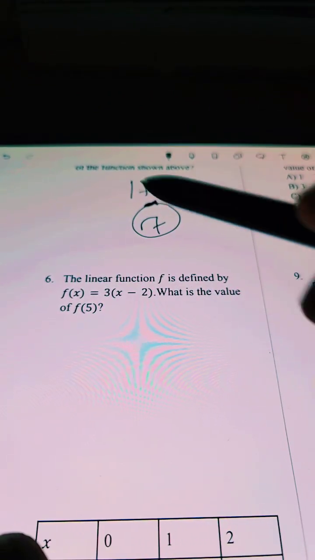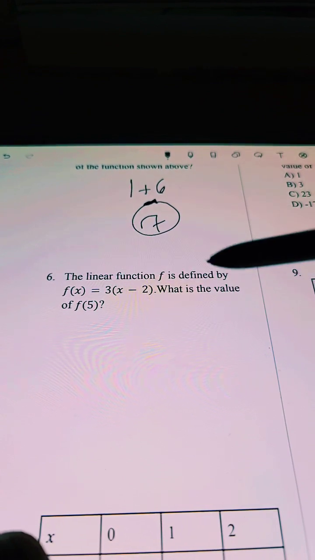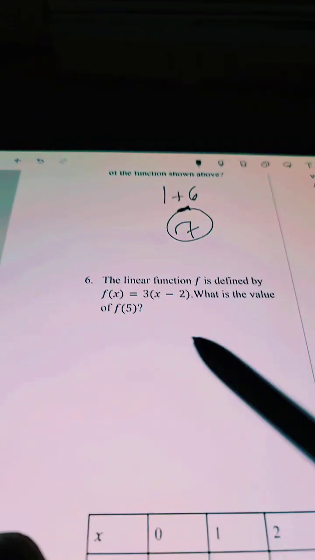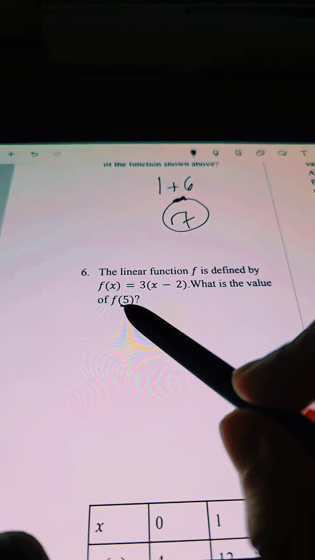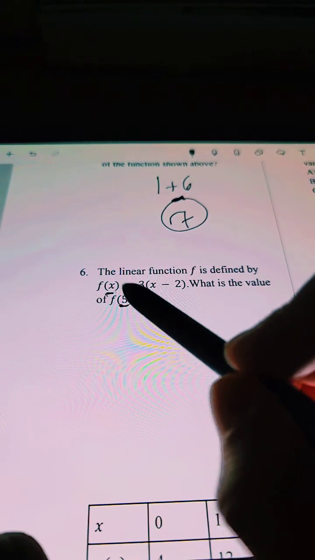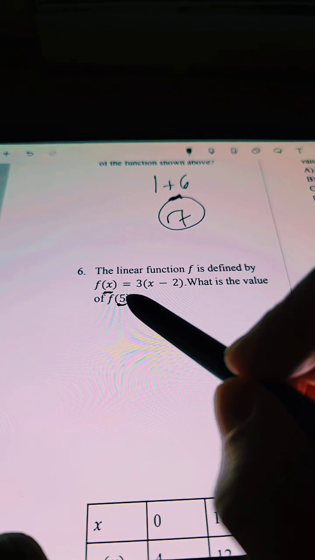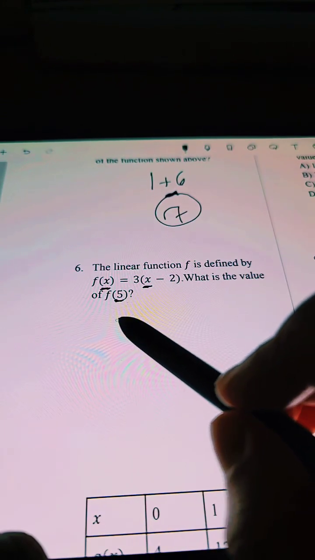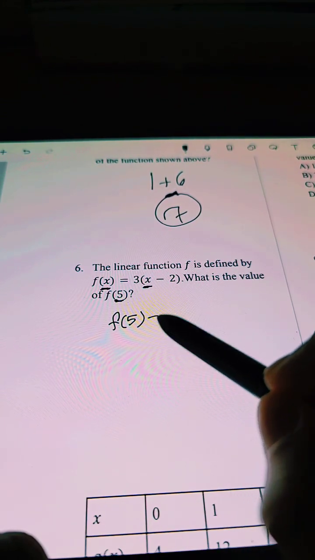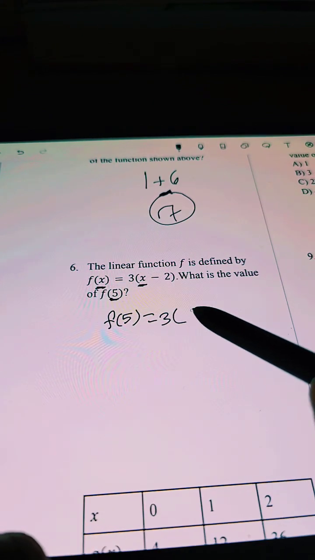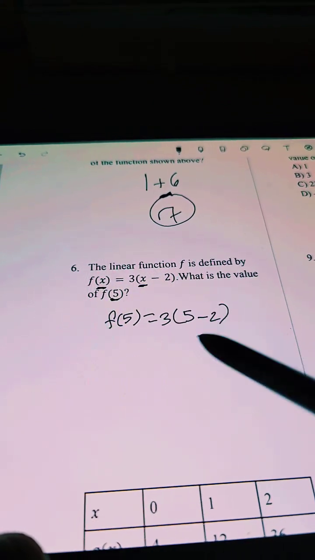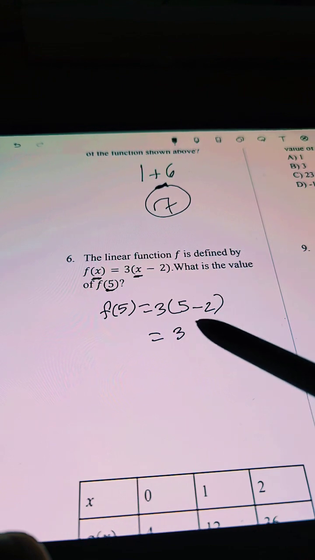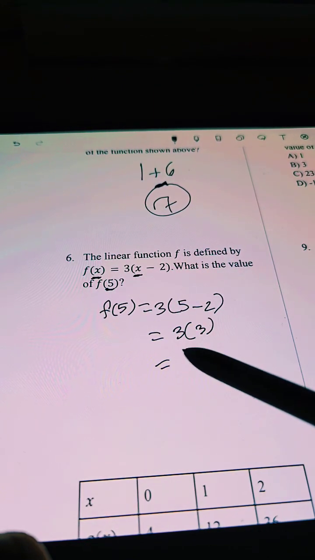So now let's go to number 6. If the linear function f is defined by this equation, what is the value of f of 5? You see how 5 is in place of what x is right there? That just means we need to have 5 replace all the x's to find f of 5. So f of 5 is equal to 3 times 5 minus 2. So then that's going to be 3 times 3, which is 9.